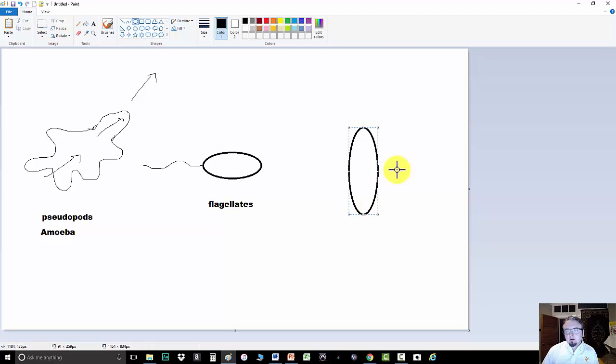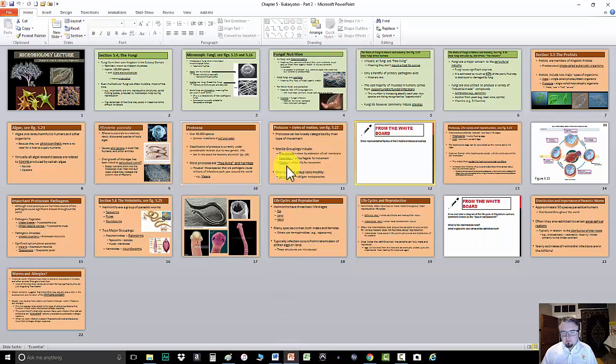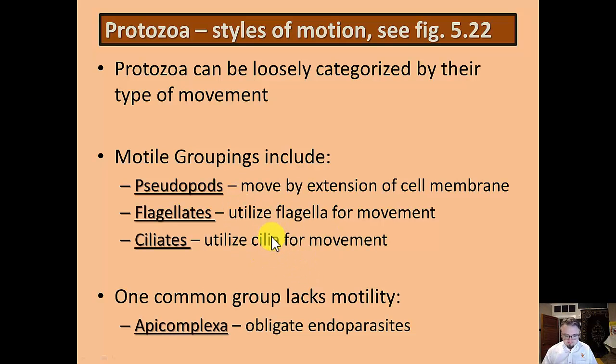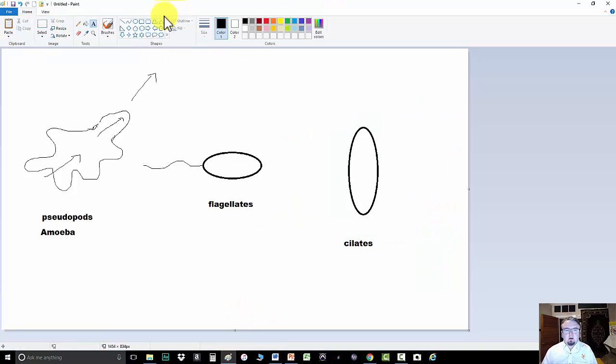Finally, the ciliates. Ciliates are organisms with cilia. And these are organisms that utilize the cilia for movement in this case. So if you remember from the first part of chapter five, sometimes they use these for filter feeding. So in this case, we're talking about how they use them for movement. So these are little hair-like extensions that occur all around the outside of the cell, like this. Just keep going. Those are the ciliates.